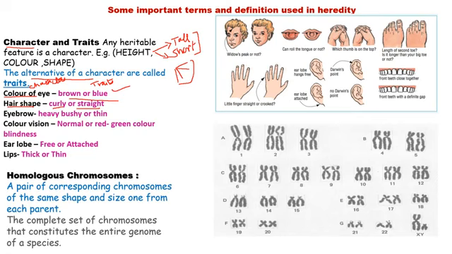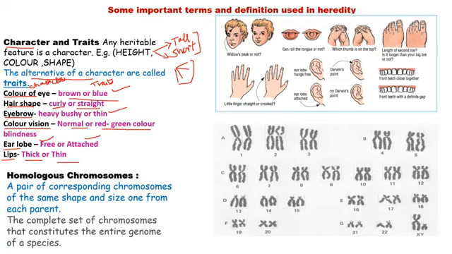Heavy, bushy and thin: what are these? Eyebrow. So eyebrow is a character, and heavy, bushy or thin eyebrow is the trait. Color vision is a character; normal or red-green color blindness is a trait. Earlobe, free or attached, are the alternative forms of the character. The variety of a character is a trait. Lips, thick or thin, are the traits. Lips is a character. So that is what a character and a trait are.